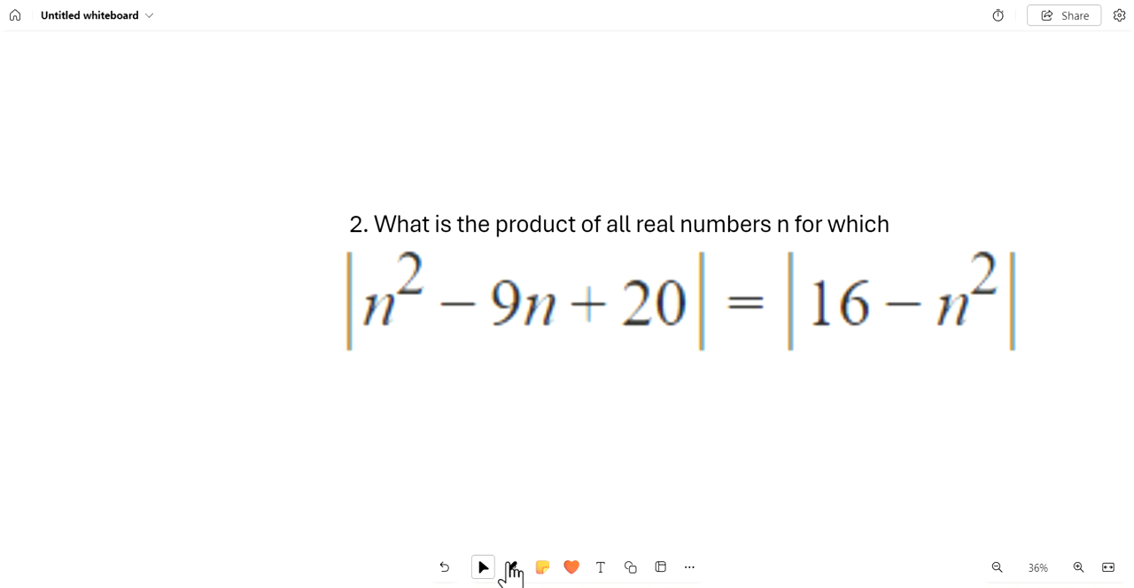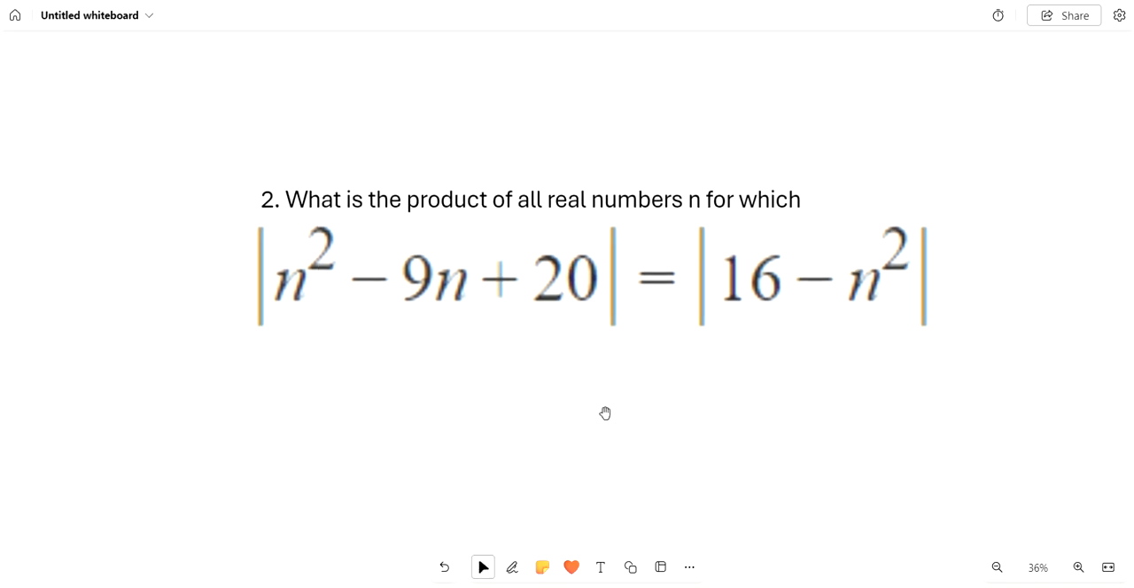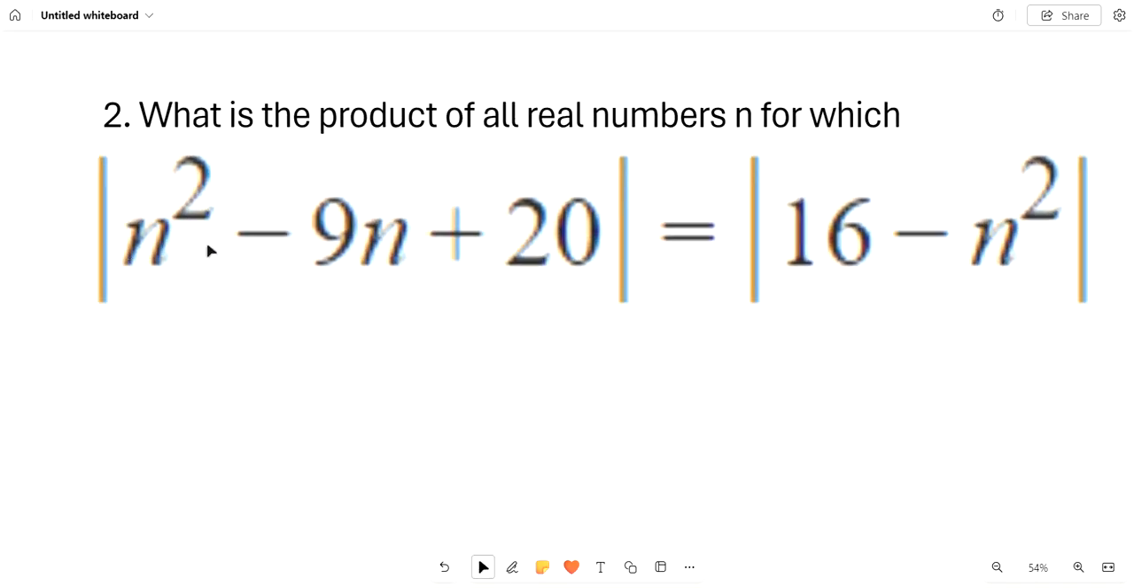So this is week 31 Wednesday, and number 2 says, what is the product of all real numbers n for which the absolute value of n squared minus 9n plus 20 equals 16 minus n squared? So we can divide this up into 4 cases.